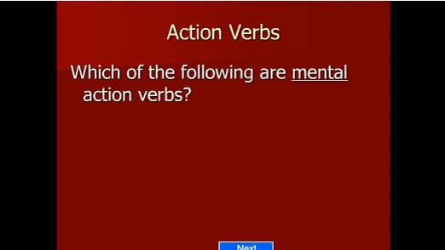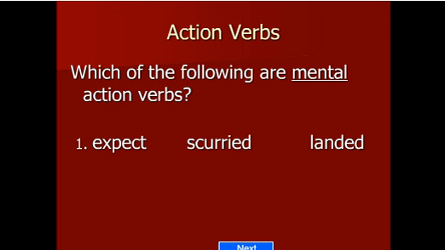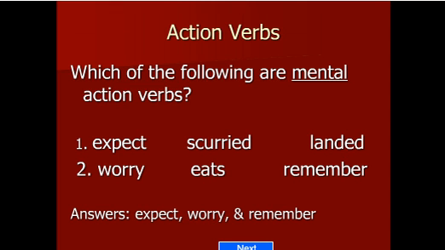Which of the following are mental action verbs? Expect, scurried, or landed. Have you decided? Try this one. Worry, eats, remember. Which of these 6 words are mental action verbs? If you said expect, worry, and remember, you're right.